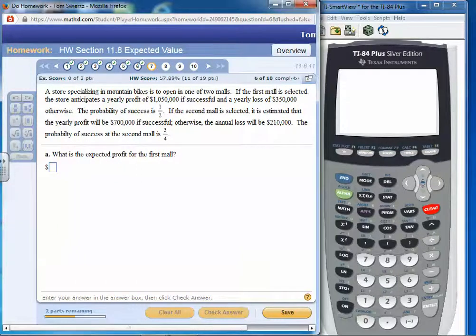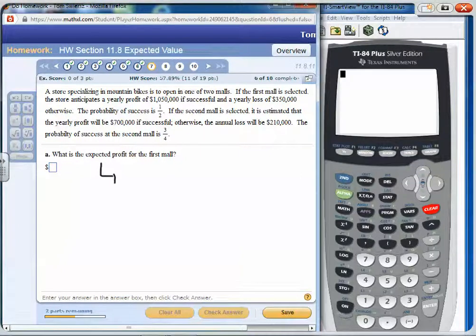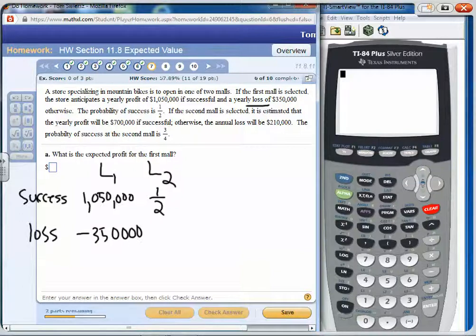The probability of success at the second mall is 3/4. Okay, what is the expected value of the first mall? First mall, again, we have our L1 and our L2, right? Now, if it's going to be a success, then their profit is going to be $1,050,000, and we probably don't want to put in commas when we put it in the calculator. We can't use commas. And the probability of success is 1/2, right? If it's a loss, it's 350,000. So if they're going to lose money or not be successful, then it's going to be a negative 350,000. And again, it's either successful or it's a loss, so you subtract 1 minus 1/2, the probability of success, and 1 minus 1/2 is 1/2. So both of these probabilities are 1/2.